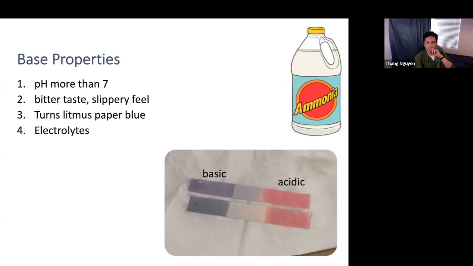And then lastly, just like acid, bases can also be electrolytes. Why? Remember, it releases a hydroxide ion. So anytime it has an ion, it can carry electrical charge.